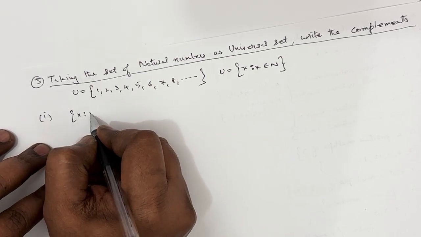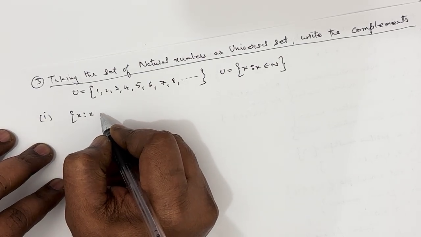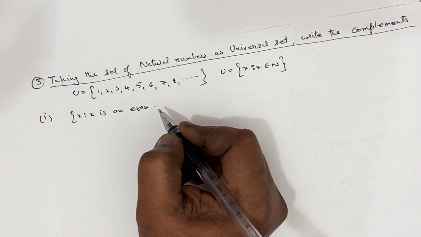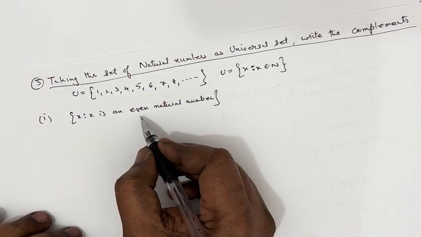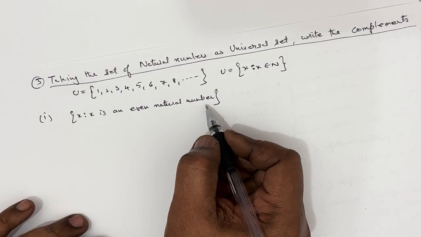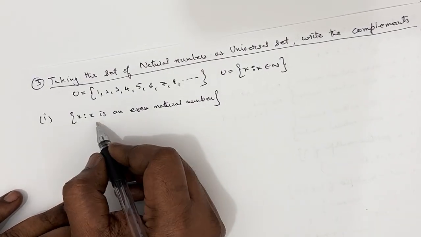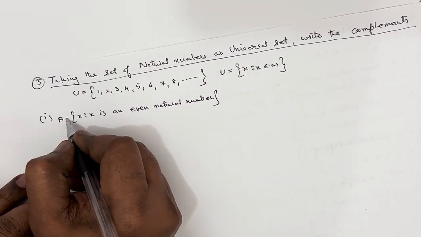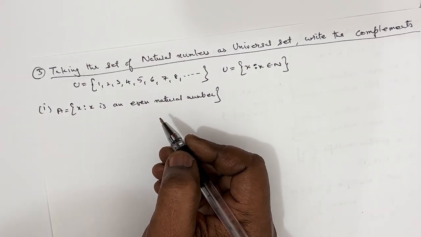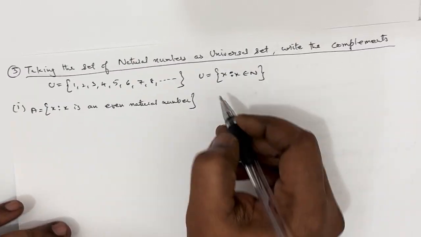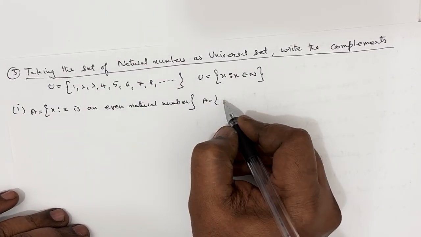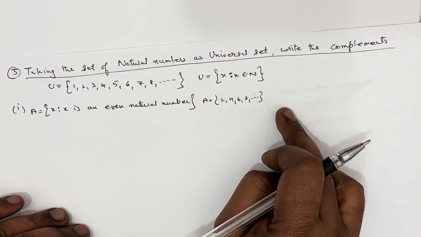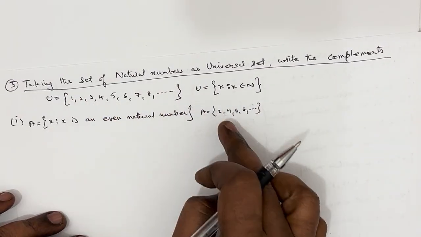Now the first question is x such that x is an even natural number. Let this be set A. So A is even natural numbers. What will be that? 2, 4, 6, 8 and so on. These are even natural numbers.